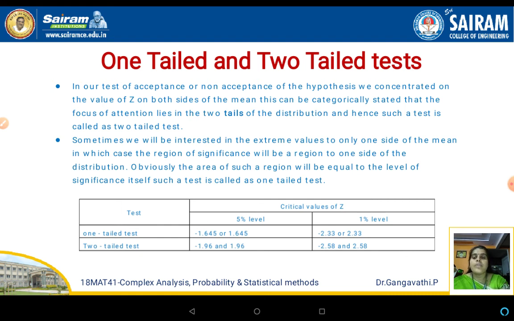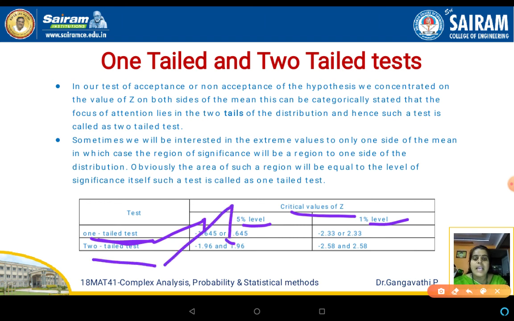These two definitions can also be explained with the numerical values of what is a one-tailed and two-tailed test. So look at this table. For the one-tailed test, the critical values of Z have been given here at the 5% level and the 1% level. So a one-tailed test at the 5% level of significance will have the value minus 1.645 or plus 1.645. Similarly, the two-tailed test at the 5% level of significance has the end values minus 1.96 and plus 1.96. So this is for two-tailed and this is for one-tailed.